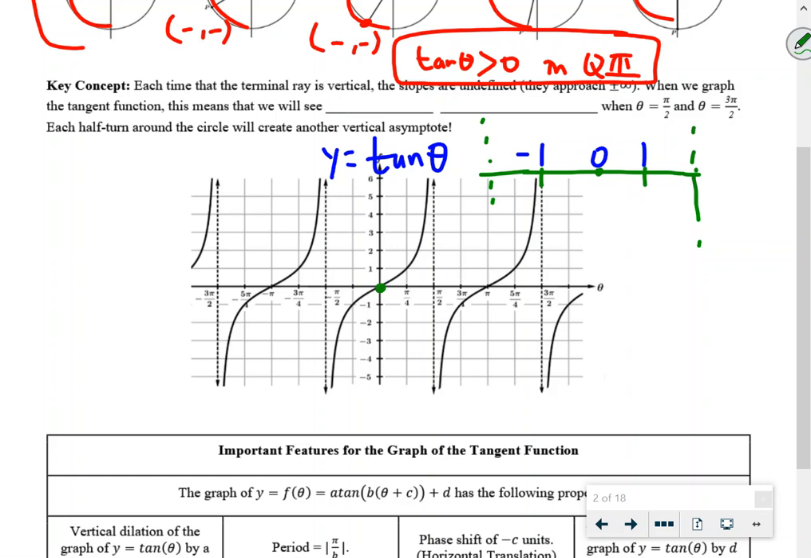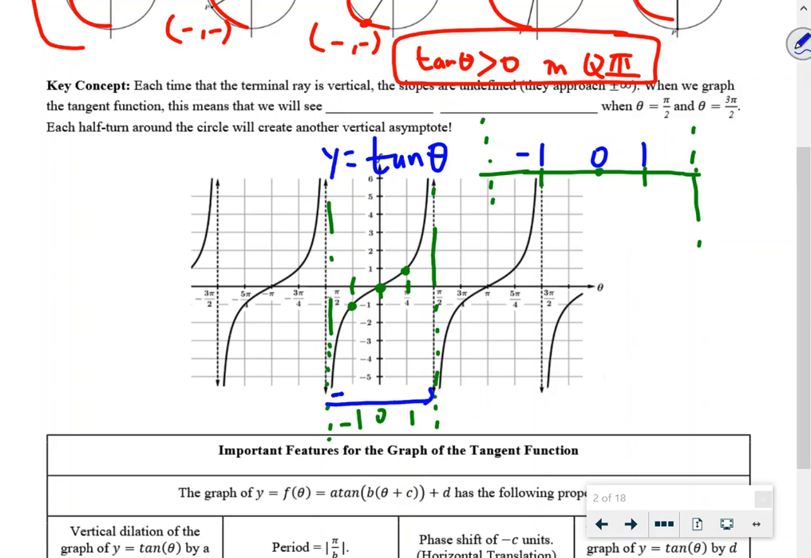Tangent 0 is 0. Tangent pi over 4 is 1. Tangent negative pi over 4 is -1, so I'm doing -1, 0, and 1 between these three tick marks. When you go one more tick mark, here should be an asymptote. And when you go one more tick mark to the left from -1, then you got an asymptote. Does that make sense? And then the pattern stays the same.